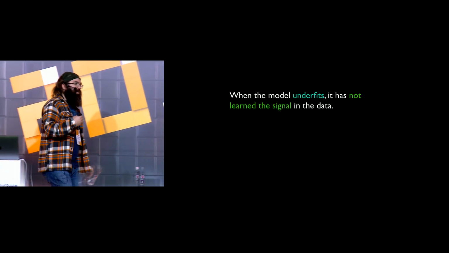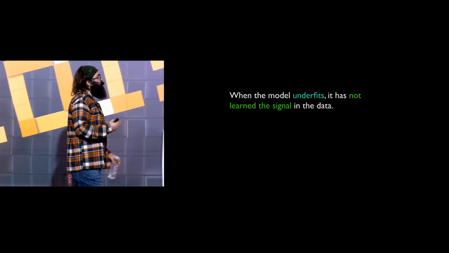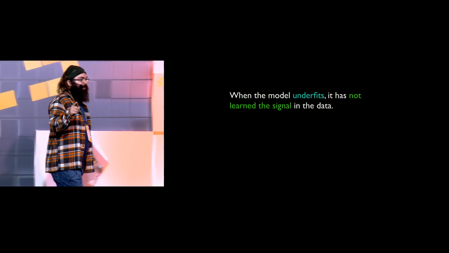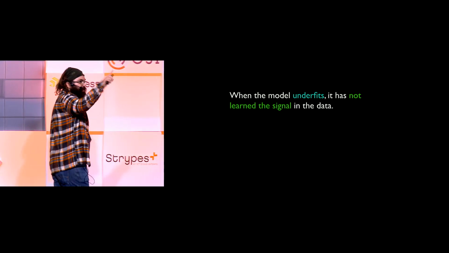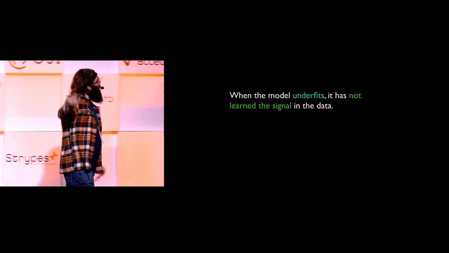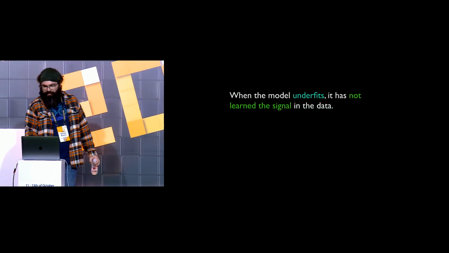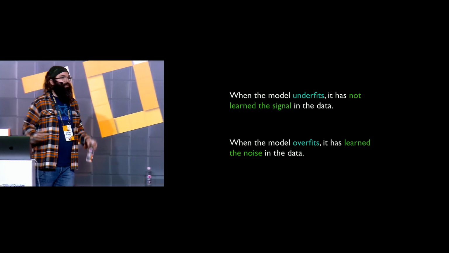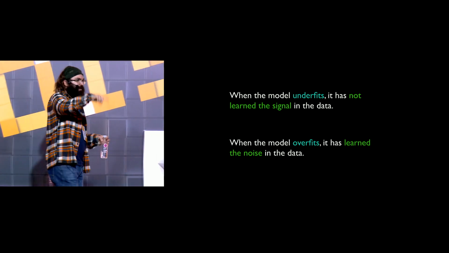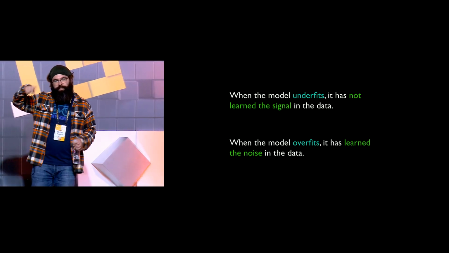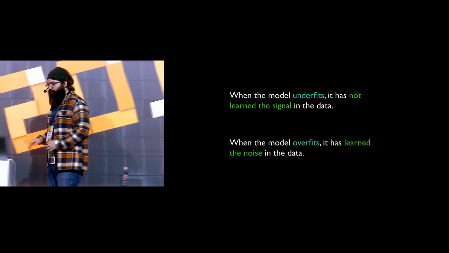And there's maybe a more intuitive way to explain this. A model will underfit when it's not able to learn the signal in the data, like the linear regression that did not see the curve. And it's overfitting when it learns the noise in the data, like the very curvy line that picked every point but was surprisingly noisy.